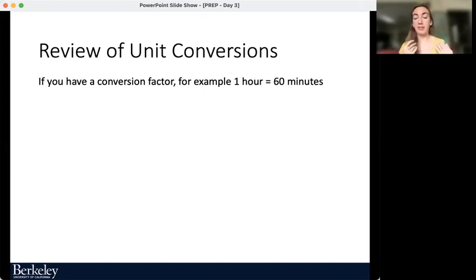So often you'll have a conversion factor. For example, 1 hour equals 60 minutes is one that you see every day. But this can also be 1 kilogram is 1,000 grams. That kind of unit conversion is exactly the same.